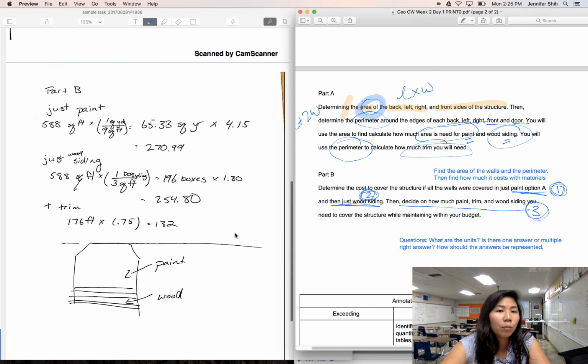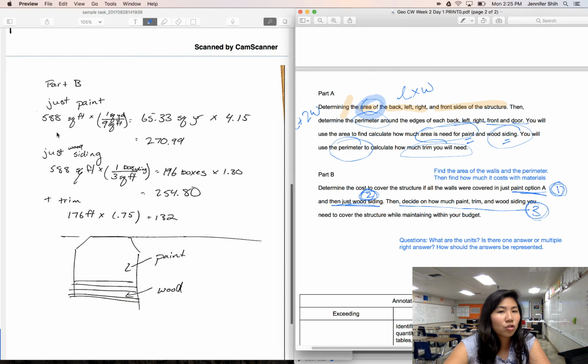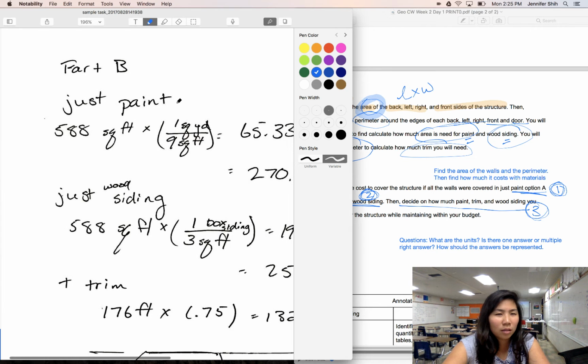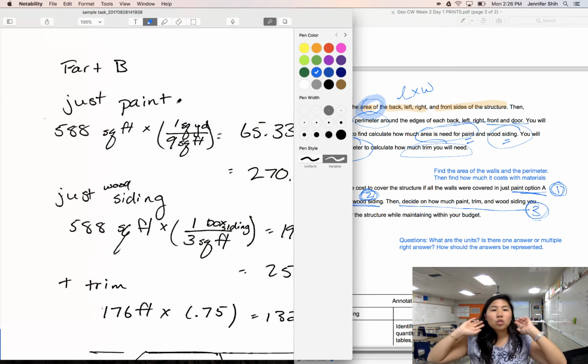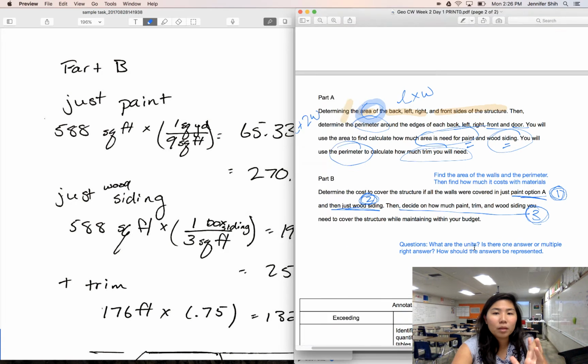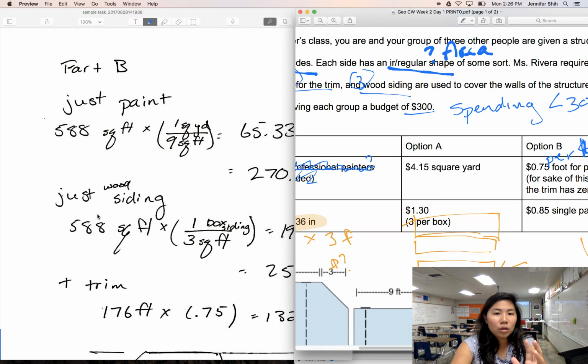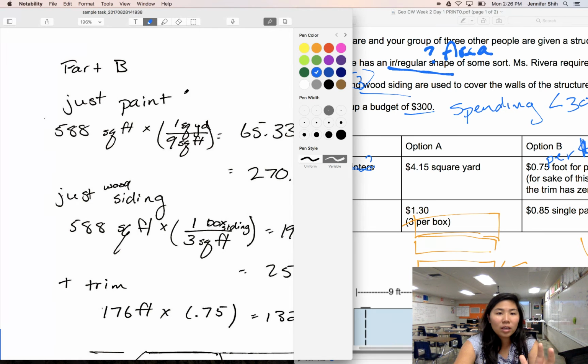So with just paint, this is the tricky part. This is where some unit conversions come in, which might be a little confusing. I have square feet, but my cost is in square yards. So there are actually 9 square feet in a square yard.